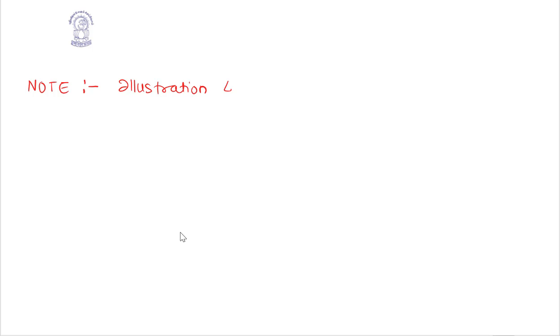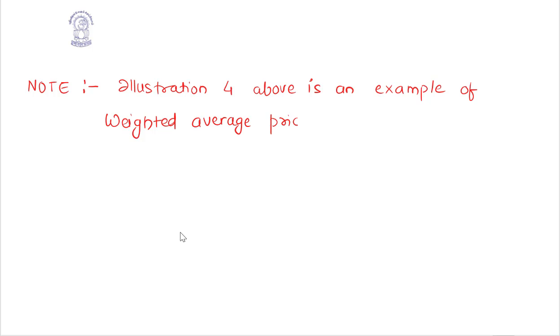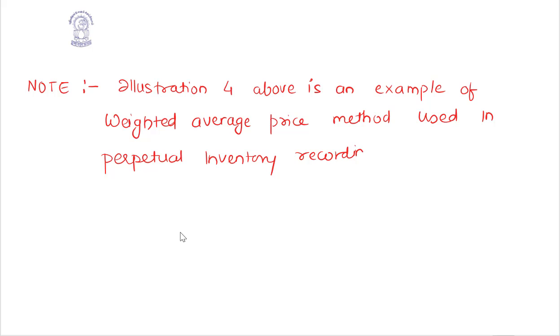Illustration 4 above is an example of weighted average price method used in perpetual inventory recording system.